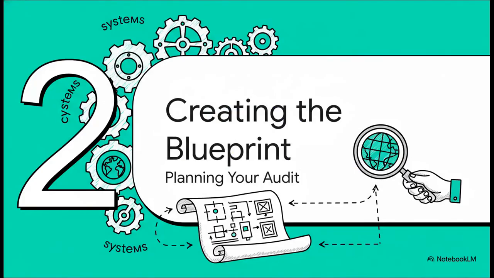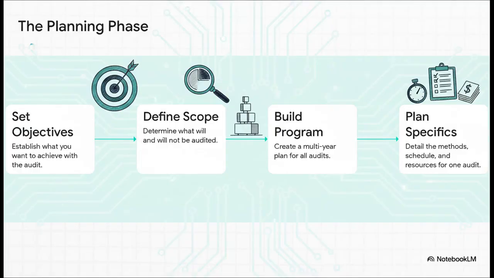On to Section 2, creating the blueprint. Look, a good audit doesn't happen by accident. It needs a rock-solid plan. This is where you map out the entire game plan before you even start looking at anything. And that planning process really breaks down into 4 key steps.